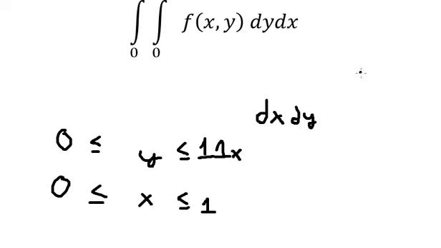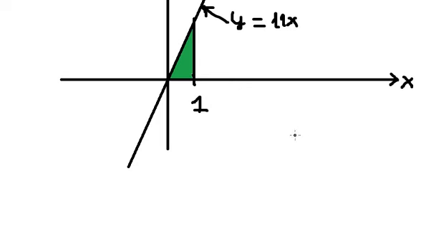Because we change the dx dy, so we need to find the new bound for x. So as you can see that x, we know that we have y equal to 11x. So this one we divide both sides by 11. We have x equal to number 1 in here. And x equal to y over 11.